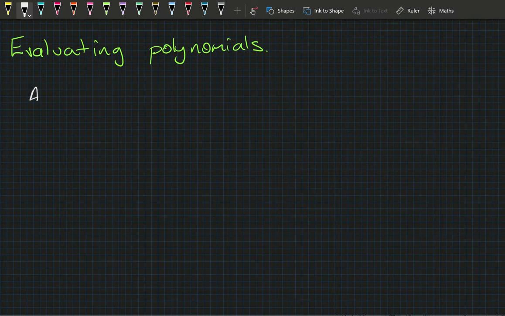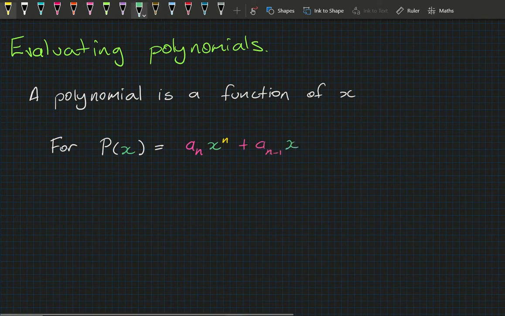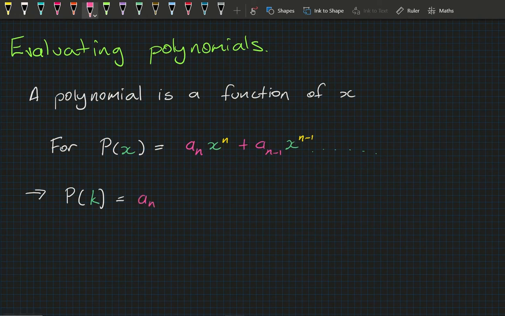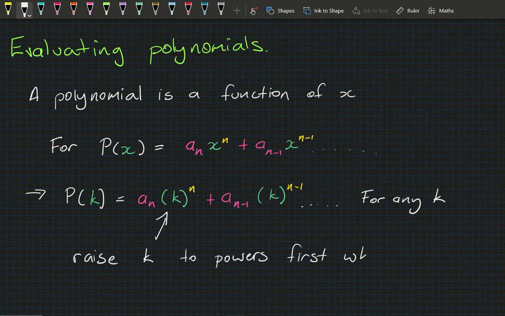So as we stated in the introduction, a polynomial is just a function of x. So for polynomials such as a_n times x to the n plus a_(n-1) times x to the n minus 1 and so on, then p of k is just equal to a_n times k to the n plus a_(n-1) times k to the n minus 1 and so on, for any k that's a real number. So of course we're allowing for k to be any number and we've subbed it in for x. But when you're evaluating like this, the smart move is to raise k to the powers first so that there's no confusion when k is a negative number.